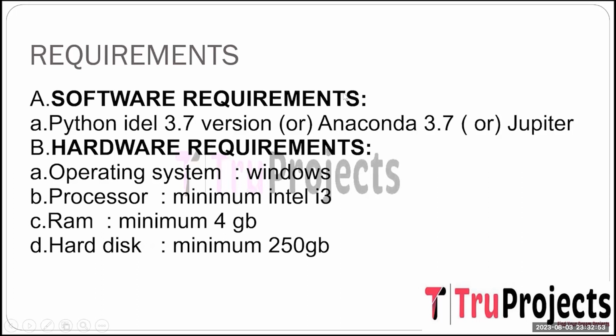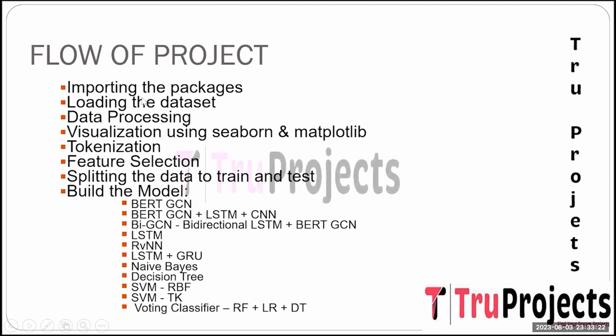And these are the basic requirements that are needed to build this project. Software requirements are Python IDE with version 3.7, Anaconda with version 3.7, Jupyter. Hardware requirements are operating system as Windows, processor of minimum Intel i3, RAM of minimum 4 GB, hard disk of minimum 250 GB. And to know about the flow of the project, these are the steps we need to discuss.